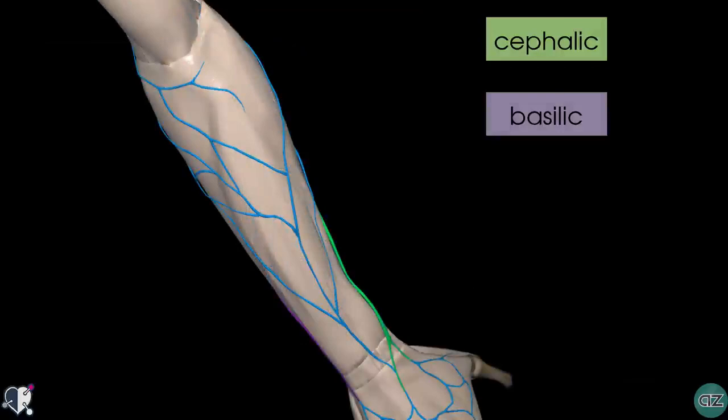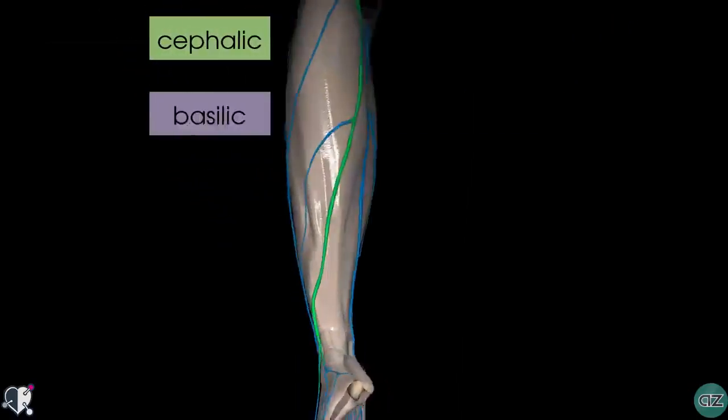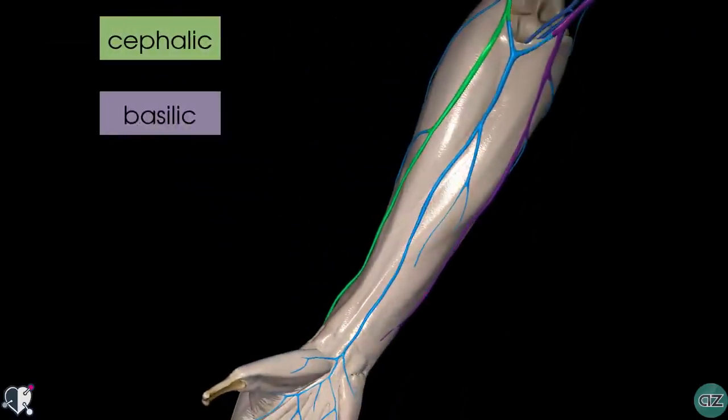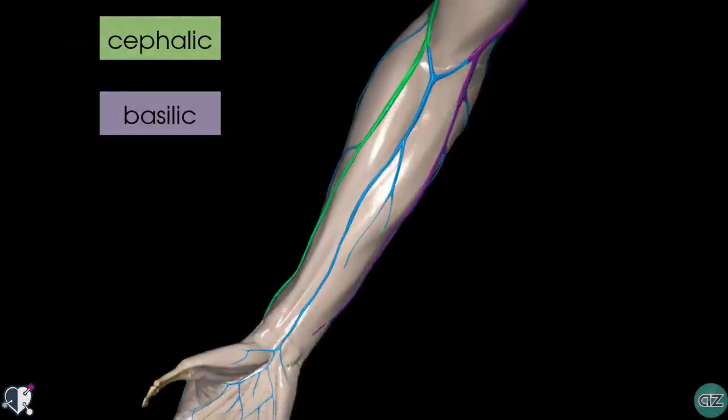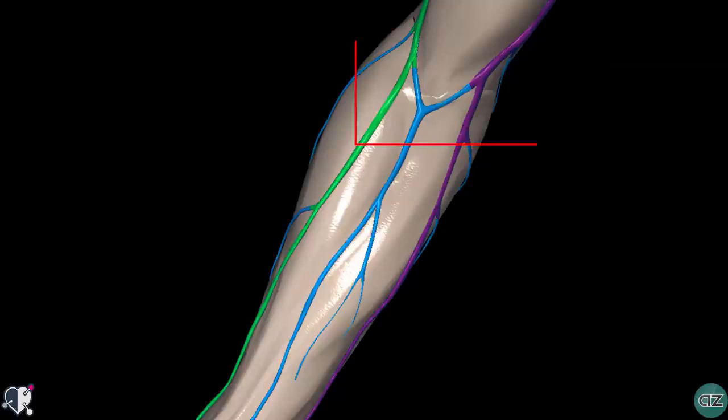I've just zoomed out a bit and you can see the course of the basilic and the cephalic veins. If I rotate around anteriorly, you can see how they curve round anteriorly just before the elbow joint. At the antecubital fossa, the cephalic and basilic veins are joined. There's a lot of anatomical variation from individual to individual, and in this model, one particular configuration is shown.